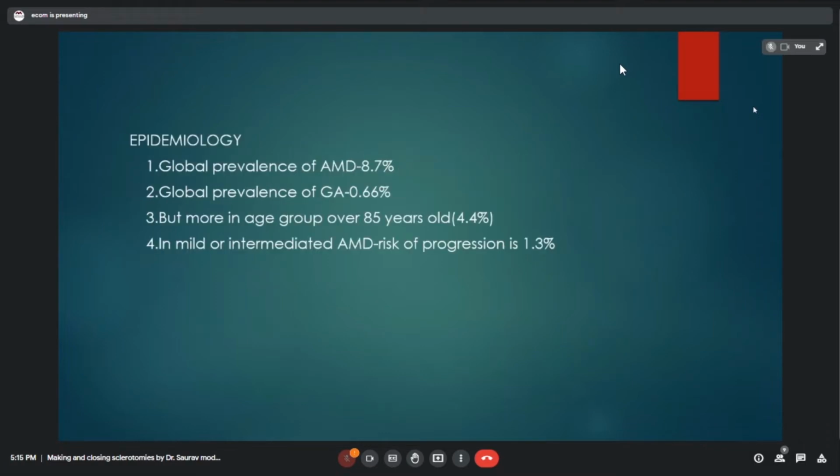Moving on to epidemiology, the global prevalence of AMD is 8.7%, and the global prevalence of geographic atrophy is 0.66%. Usually it is found in the age group more than 60 years, but it is found more in the age group over 85 years, that is 4.4%. In mild or intermediate AMD, the risk of progression to geographic atrophy is 1.3%.